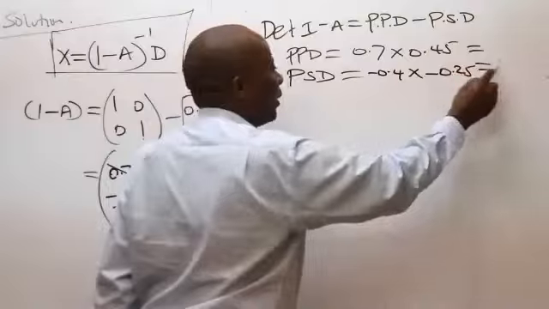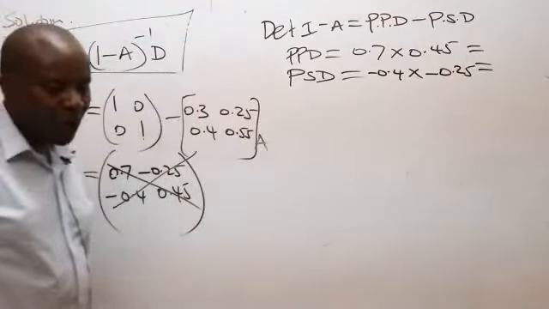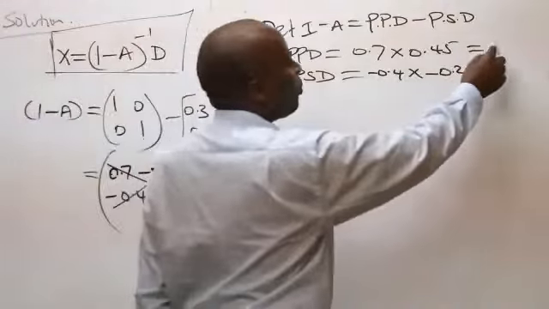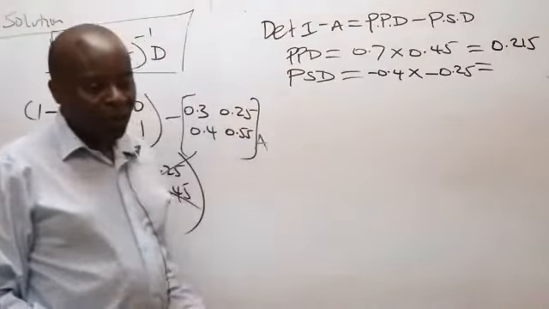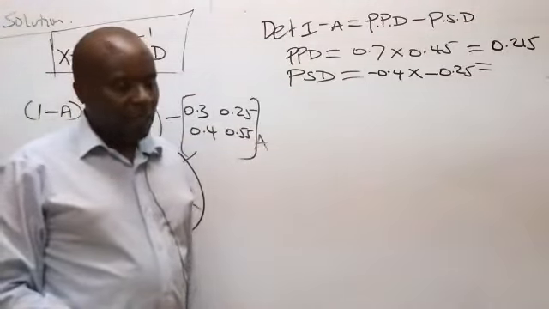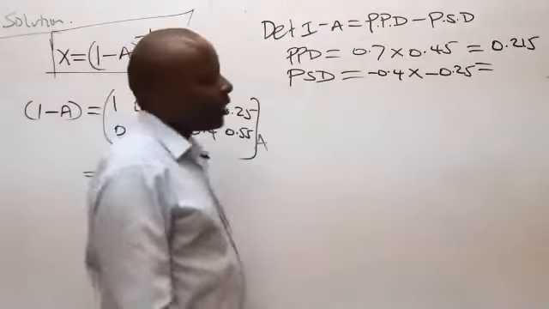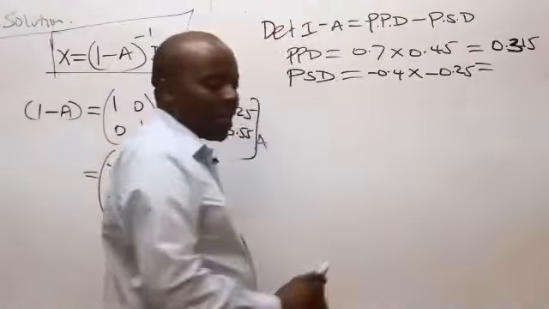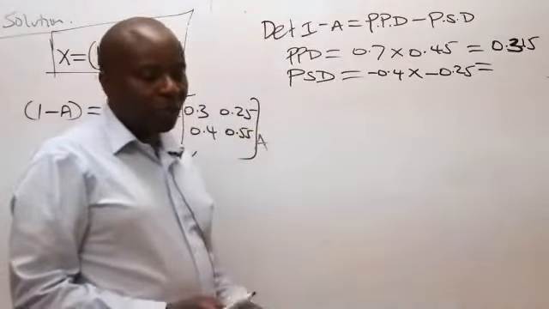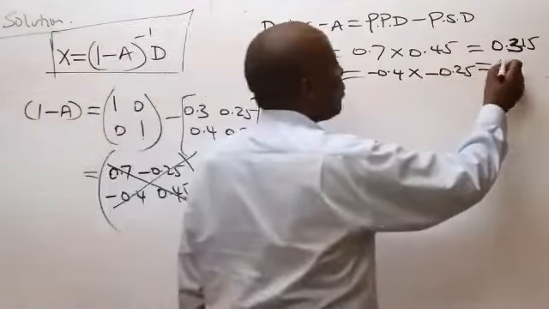Could you kindly give me the product of the primary diagonal? Somebody is telling me 0.315. Thank you very much. How about the product of the secondary diagonal? According to Fatma, the product of the secondary diagonal is 0.1.